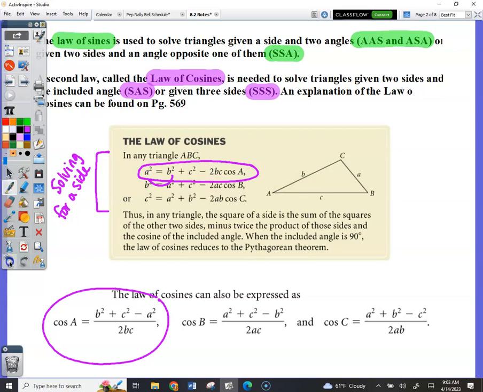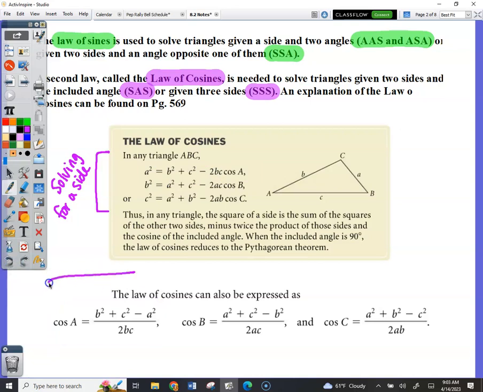You're welcome. So let's label it though. This is when you're solving for a side. All of this is when you're solving for an angle. Okay?